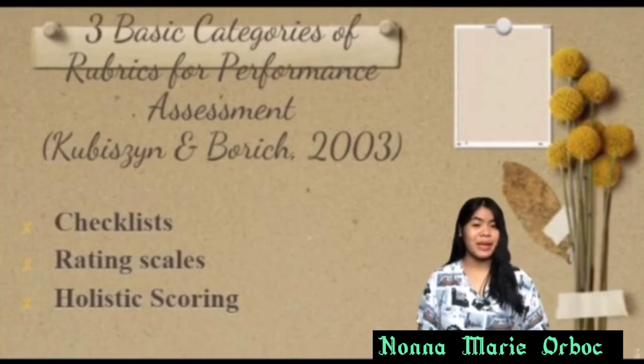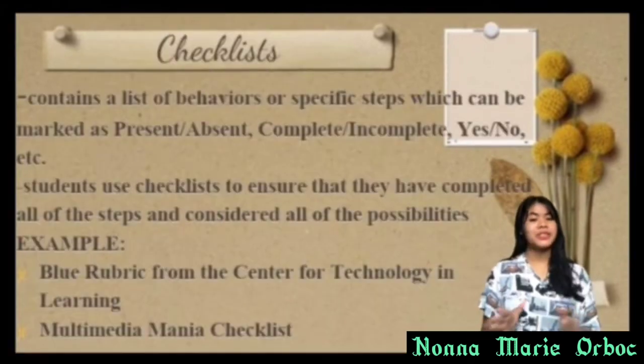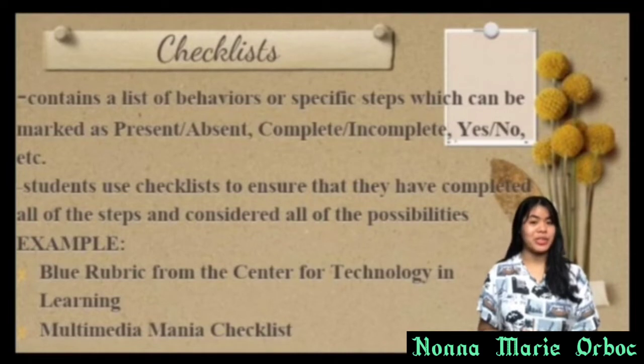There are three basic categories of rubrics for performance assessment, and these are the following: checklist, rating scales, and holistic scoring. First of these is the checklist. A checklist contains a list of behaviors or specific steps which can be marked as present or absent, complete or incomplete, yes or no, and so on.